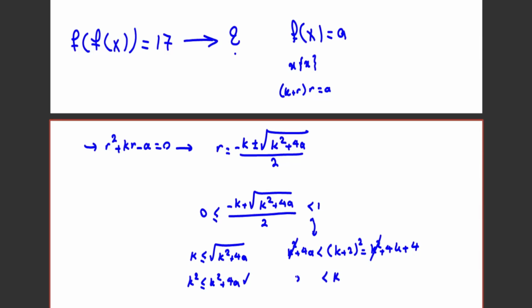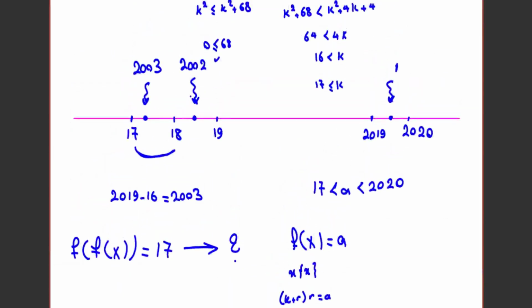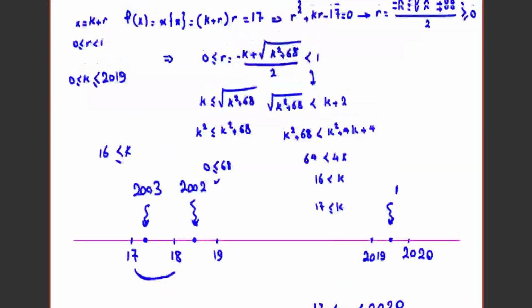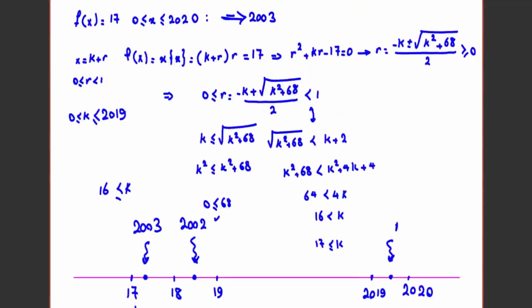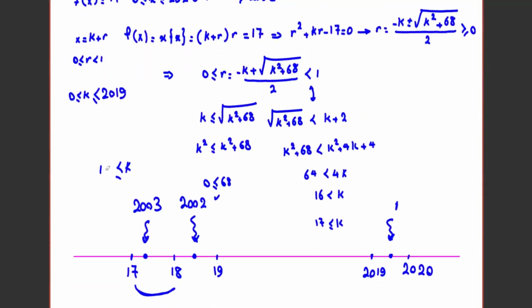So k should be greater than a minus 1. So from the first one, k should be greater than this minus 1 here. So k can be from 16, right? At least 16. Oh, sorry. K should be at least 17 because K is strictly greater than this number, which is 16. So K is at least 17 to 2019.